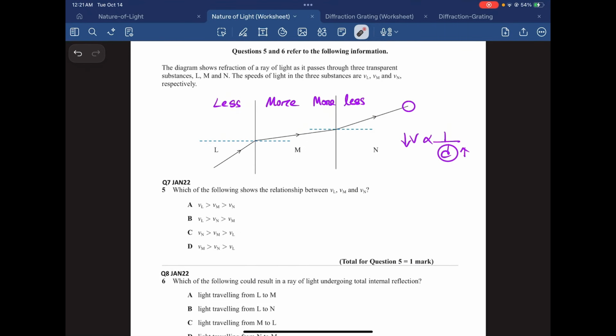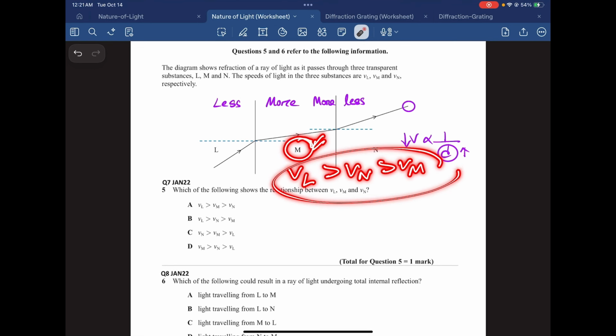So we can say the speed at L is greater than the speed at N, and here the speed is the lowest. So this is going to be VM. VL is greater than VN is greater than VM. So our correct answer is definitely going to be B.